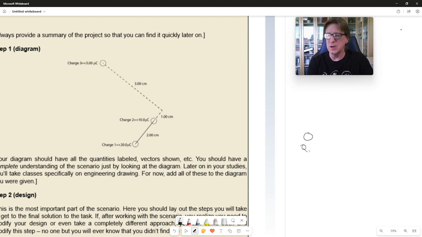So this is Q1, and we know that that is positive 20.0 microcoulombs. And then this is Q2, and we know that this is positive 10.0 microcoulombs. Way up here, we have, oops, let's do that with a capital.